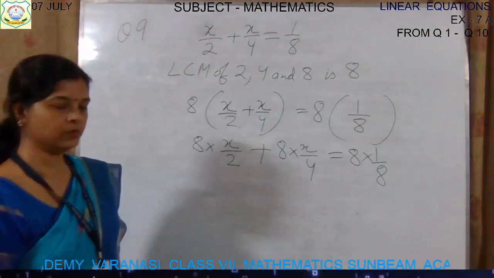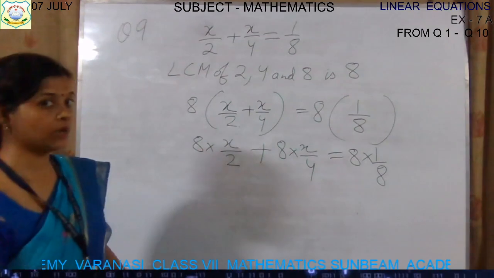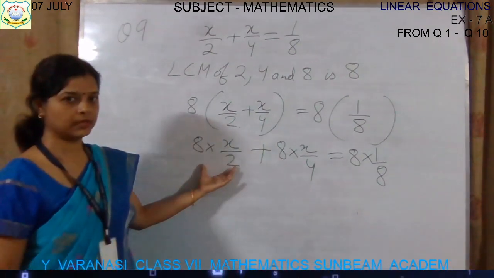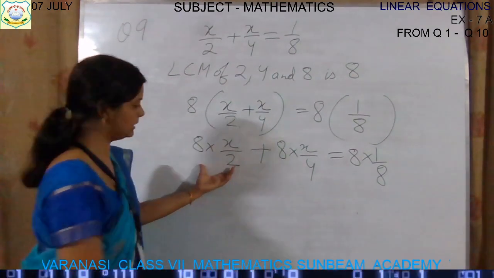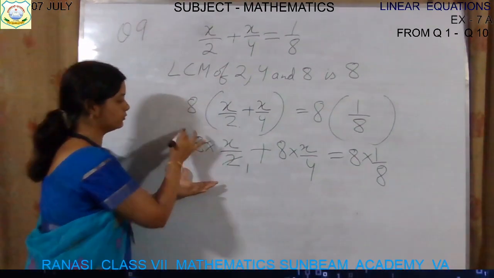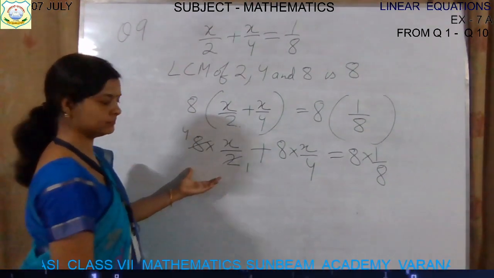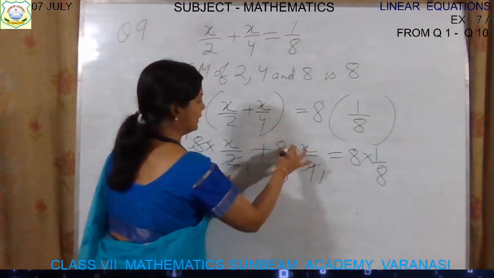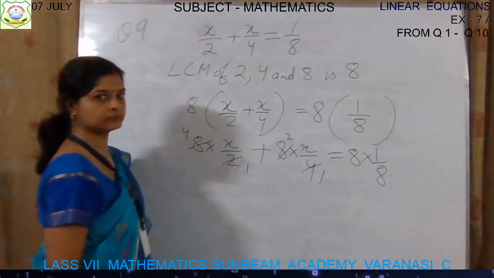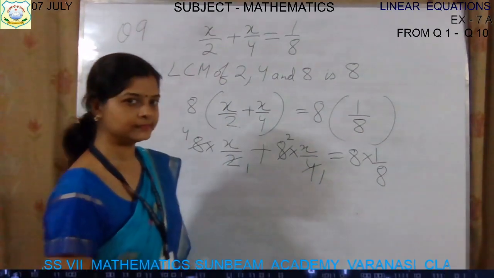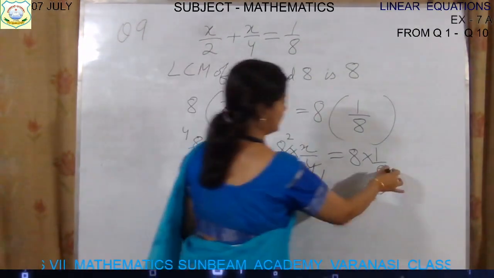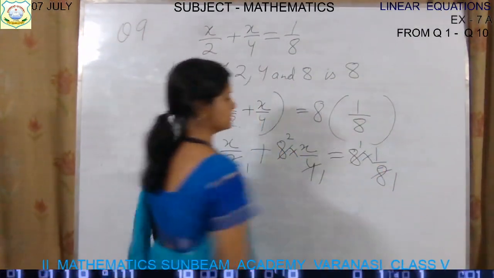Clear? Now solve it. How? In multiplication we can simplify it. 2 ones are 2 and 2 fours are 8. Denominator out. 4 ones are 4 and 4 twos are 8. Denominator: 8 ones are 8, 8 ones are 8.